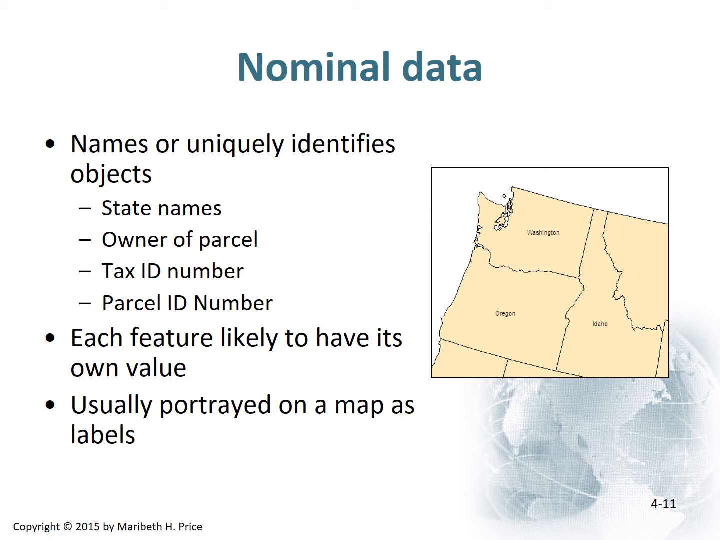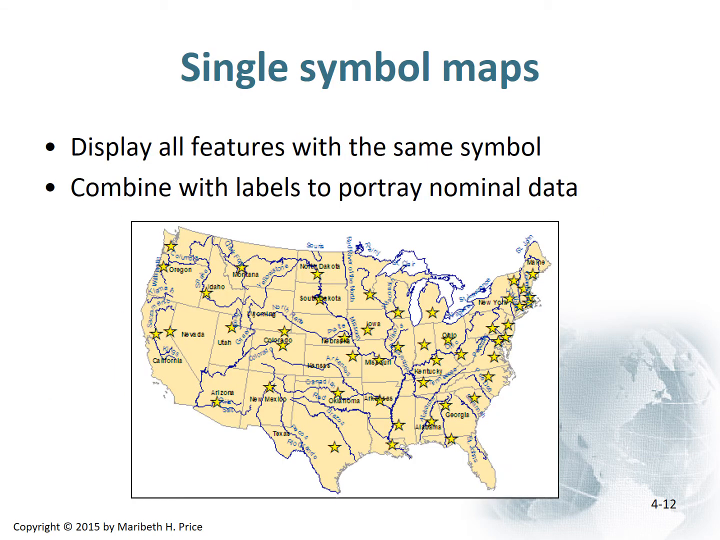Typically this stuff is what we would portray on a map as a label. Single symbol maps display all features with the same symbol, combined with labels to portray nominal data. Here we have stars representing capitals within each state.